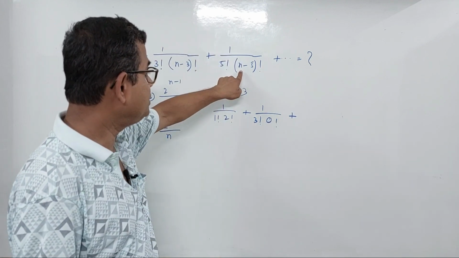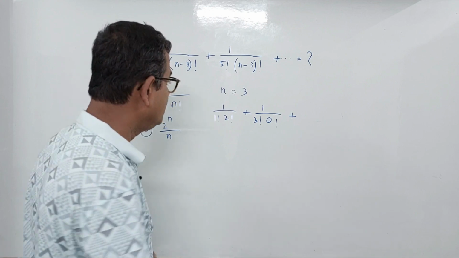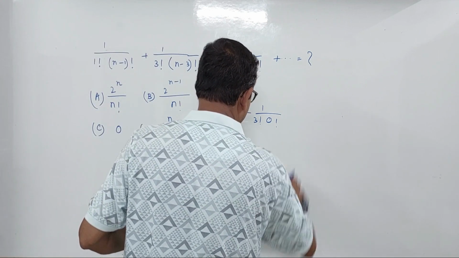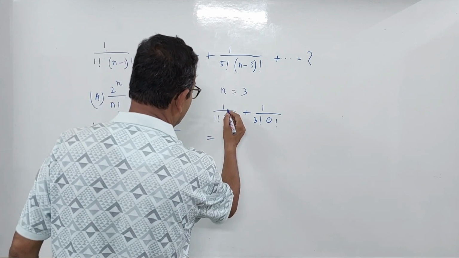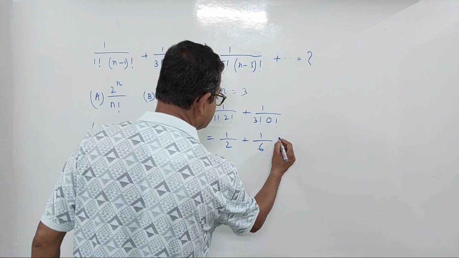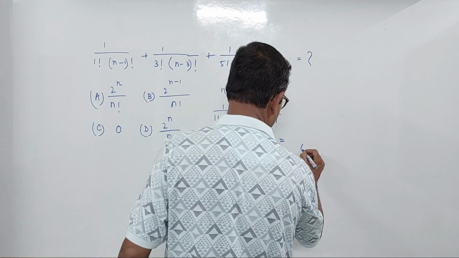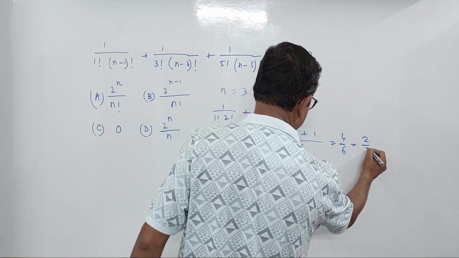Now if we put n equal to 3 here, we get a factorial of a negative number. So we can write up to this term. So we get 1 by 2 factorial, that is 1 by 2, plus 1 by 6. So we get 4 by 6, that is 2 by 3.